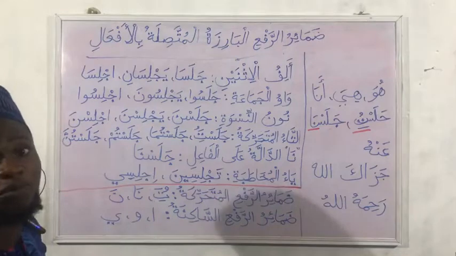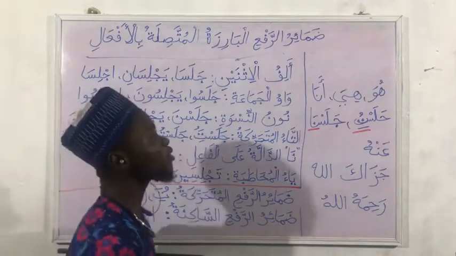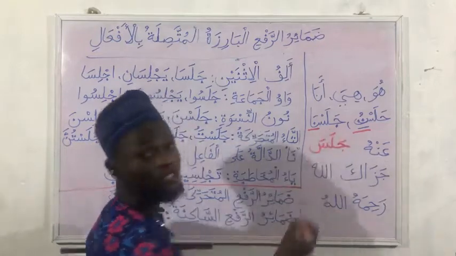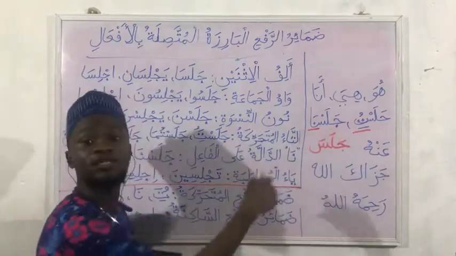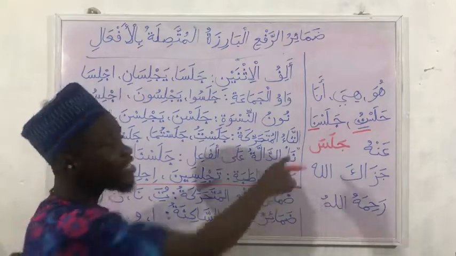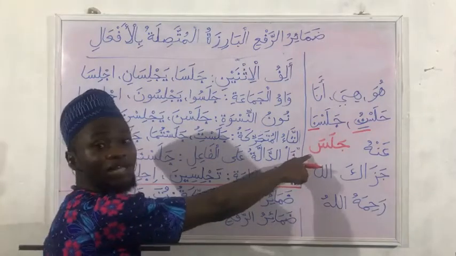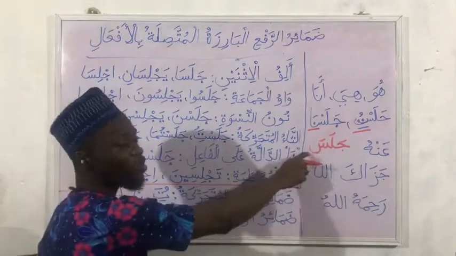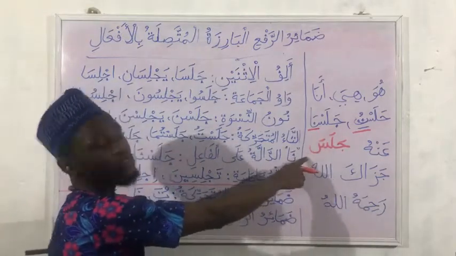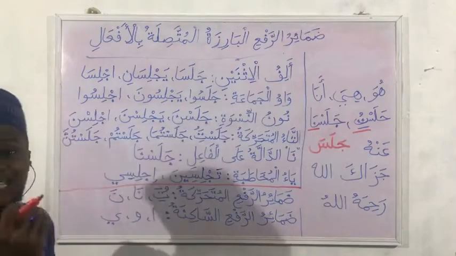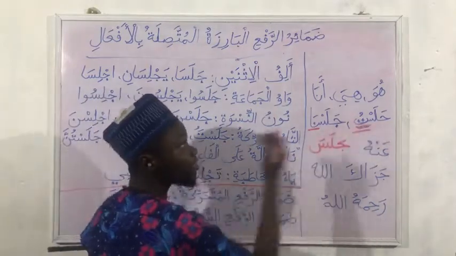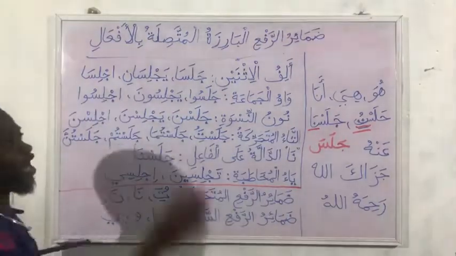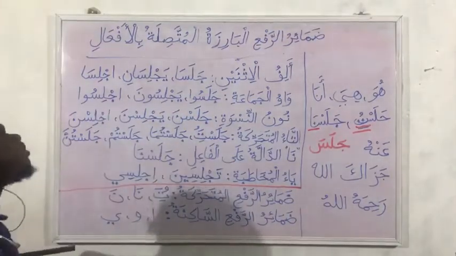You know there are some pronouns that we cannot see. For example, when you have our verb jalasa, meaning he sat, but where is the he? It is not apparent. So the pronoun for this jalasa here is not part of what we are taking today because it is mustatir, it is not barizah. So what we are taking is ضمائر رفع بارزة, the ones we can see, like this nun that we have. المتصلة بالأفعال, that are connected to verbs.